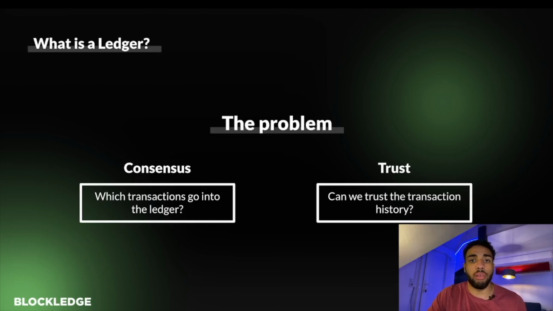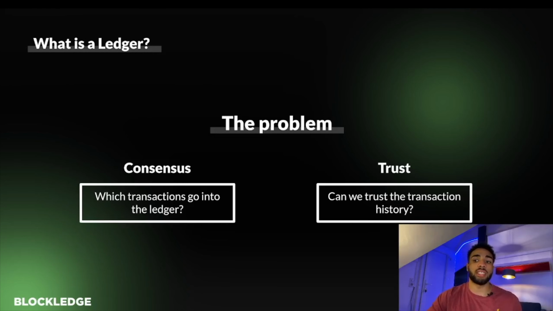The two major problems with this way of tracking transactions are consensus and trust. Consensus in this case is what transactions actually go in this ledger. How do we agree on which transactions are written in the ledger, and do we actually agree on the validity of the data that is written in this ledger, right?